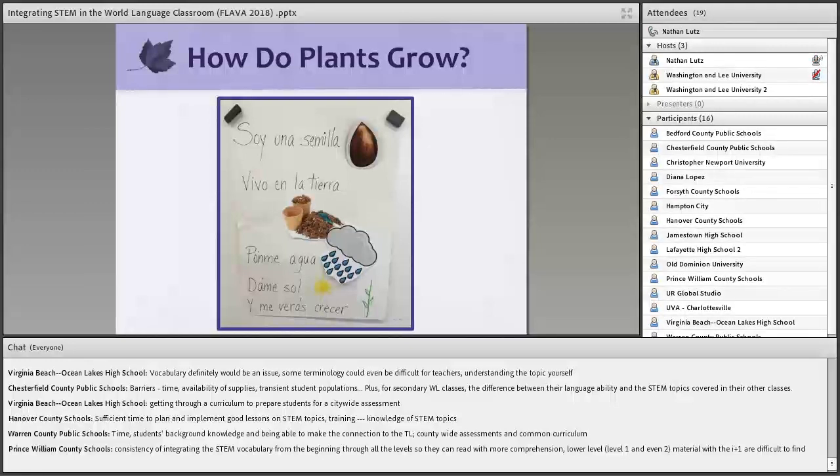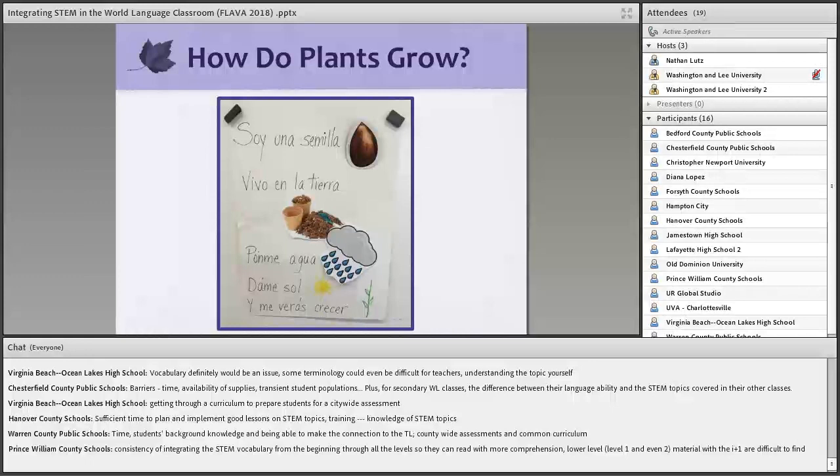So, soy una semilla, I am a seed. So she's got a really large apple seed up there. Vivo en la tierra, she's got a pot or a couple of pots and some dirt. Ponme agua, she's got a rain cloud with rain. Dame sol, picture of the sun. Y me verás crecer, a plant growing up.